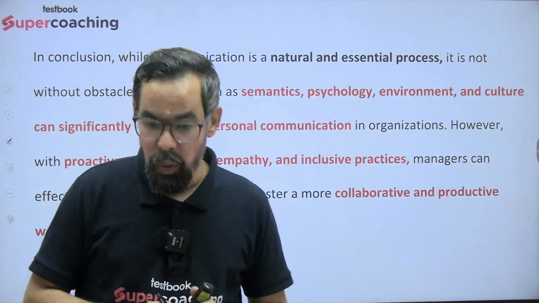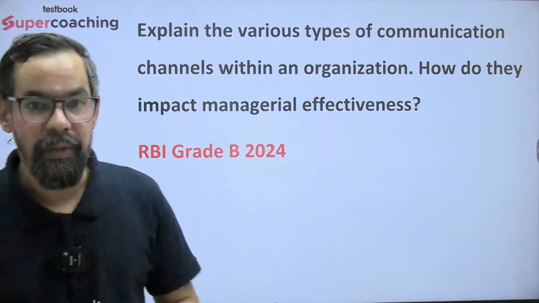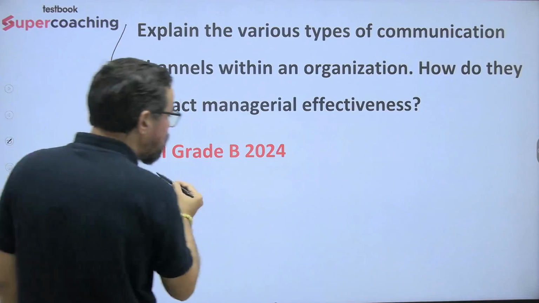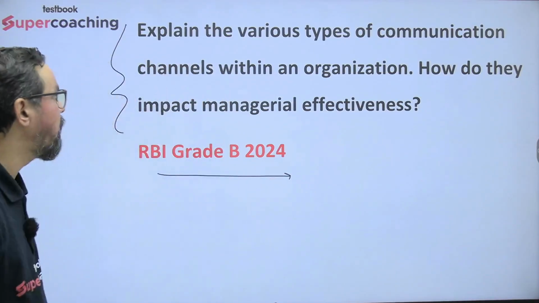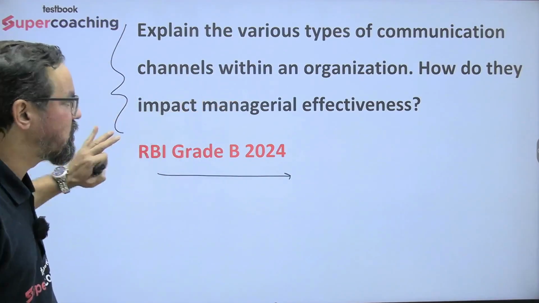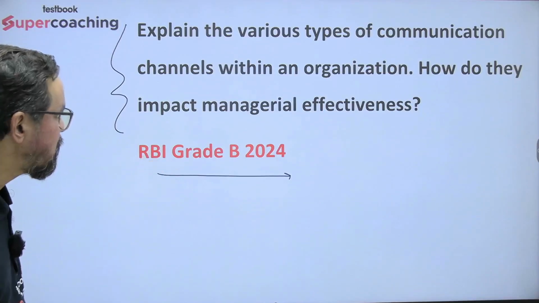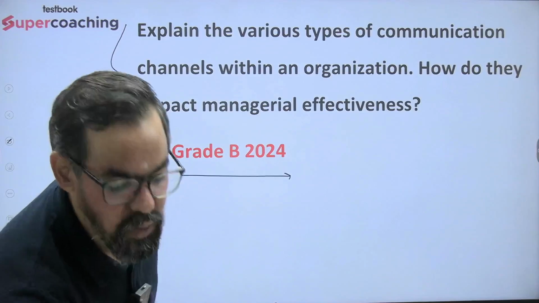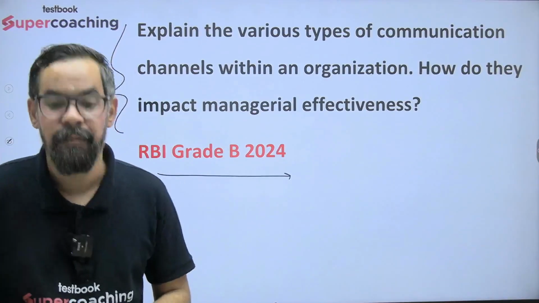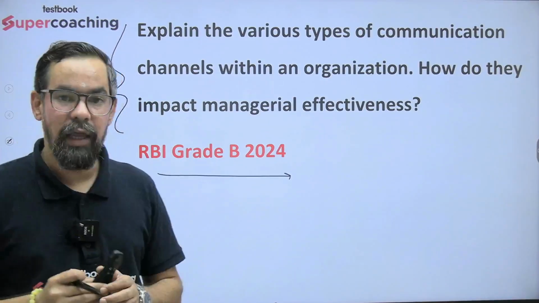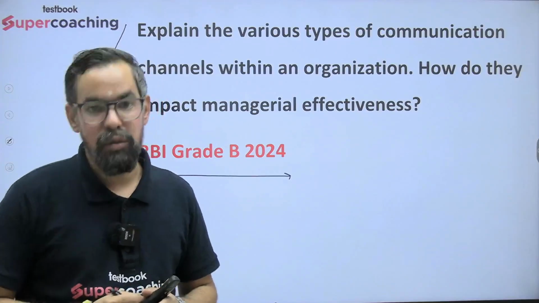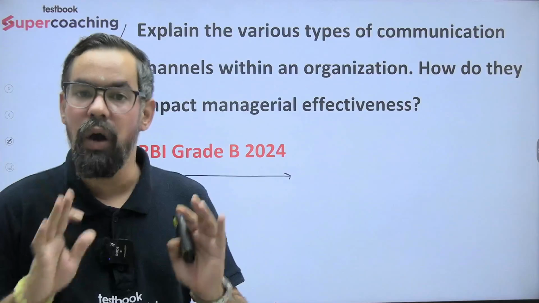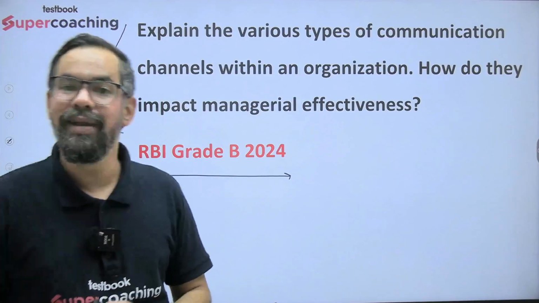I hope you enjoy this particular one. Now it's your time. So this is your question from the RBI Grade B examination 2024, last year's paper. Explain the various types of communication channels within an organization. How do they impact managerial effectiveness? So this was the question which got asked last time. Please submit your answers on my email ID mahesh.singh.faculty@testbook.com, or else you can send me your answer on Telegram also, right?